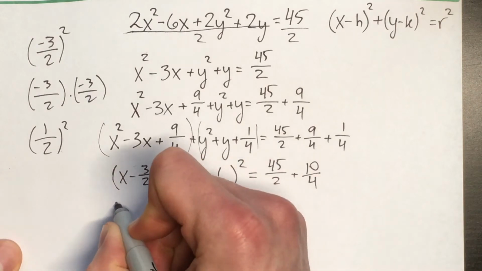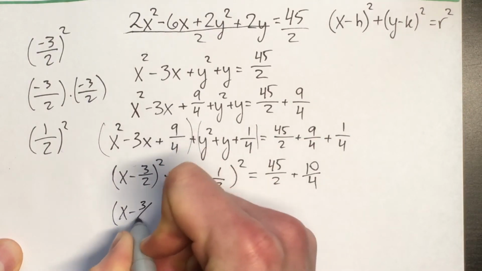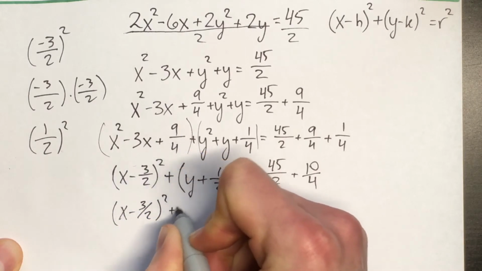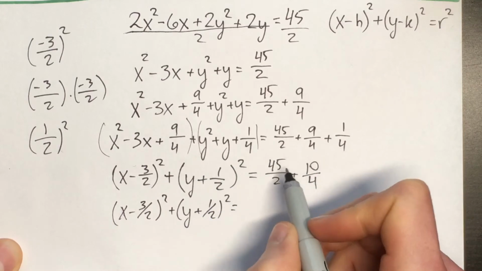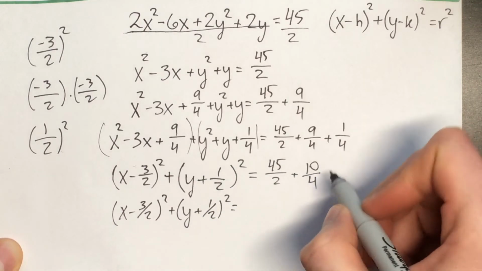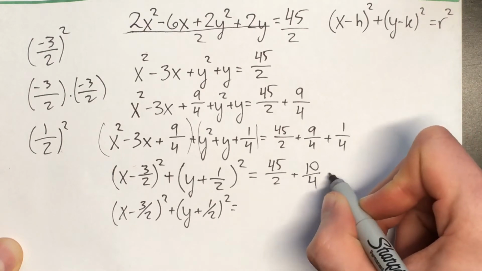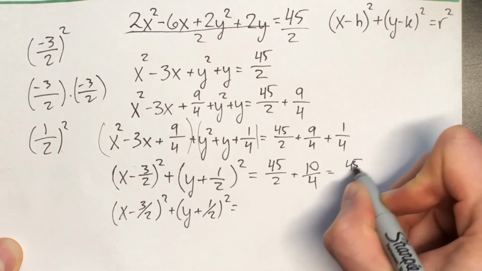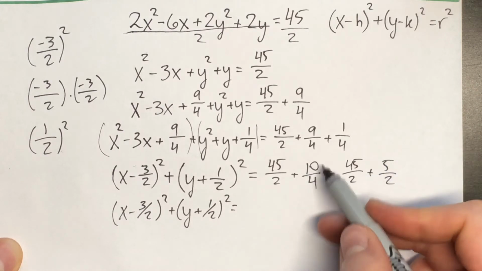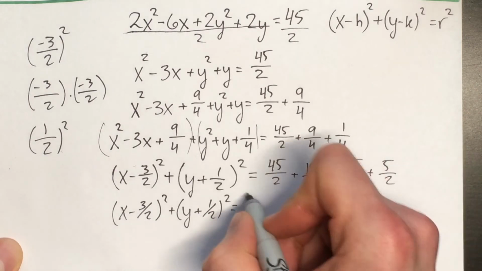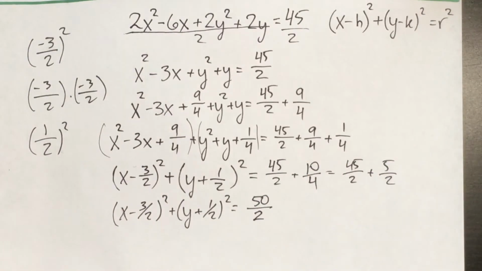So once we're here, let's combine this even more. Plus y plus 1/2 squared is equal to 45 over 2. So let's convert this to b over 2 so we can actually divide the top and bottom by 2. So this is actually equal to 45 over 2 plus 5 over 2. Just divide the top and bottom by 2. And so then that's 50 over 2.